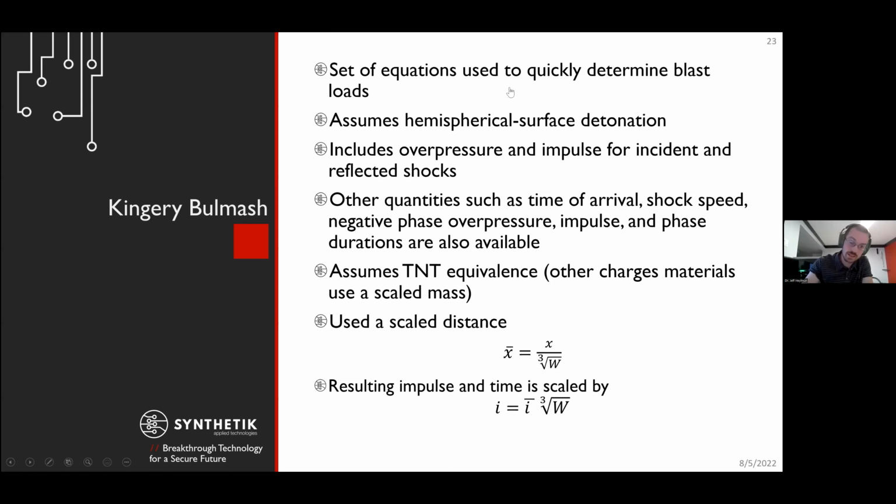All of these sets of equations all assume a TNT equivalence. So these were all done for TNT. And then basically, if you want to use something else like C4, you basically just have to convert that mass into an equivalent mass of TNT. So all the distances are scaled. Basically, you need to use the cube root of your weight distance divided by the cube root of your TNT mass. That'll give you your scaled distance. And then the results are in scaled units. So impulse needs to be scaled, time needs to be scaled, speed needs to be scaled, so on.